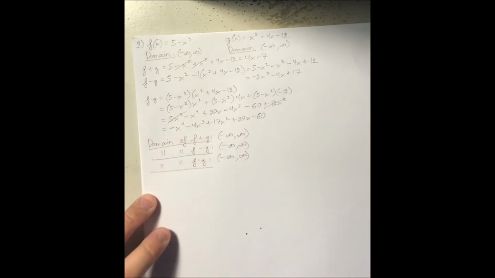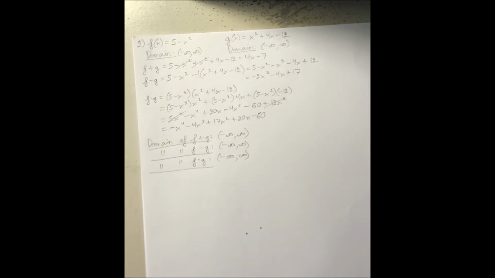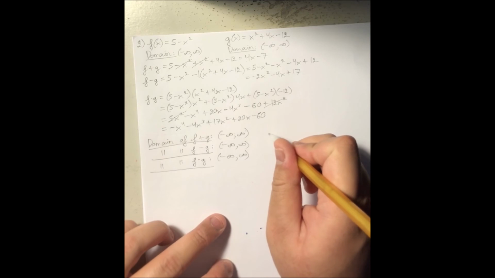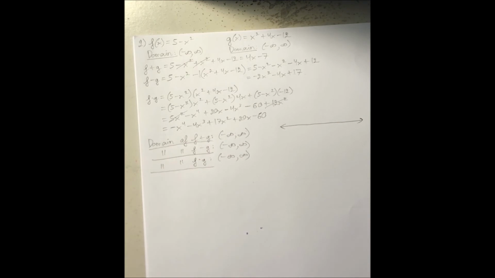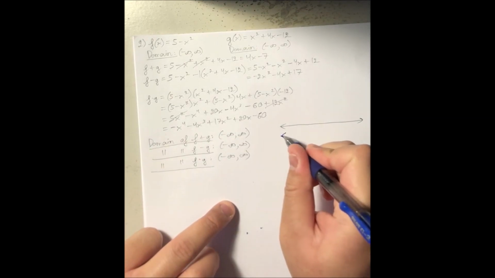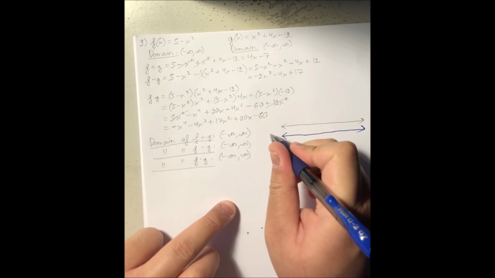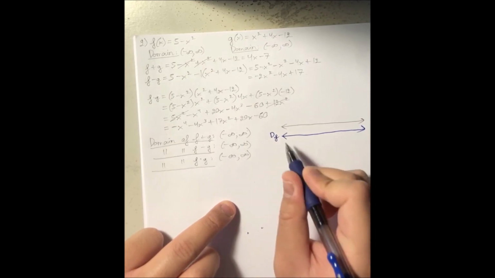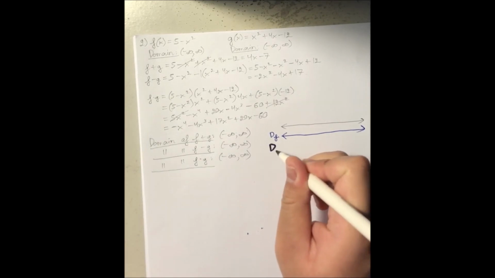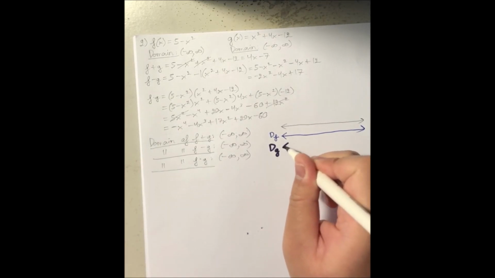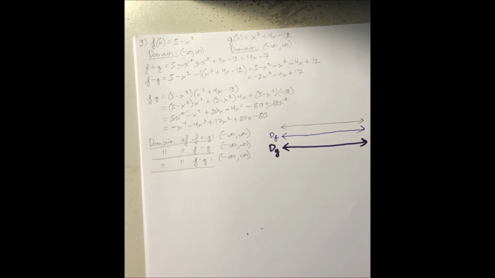Like that. Okay, how does it look on a number line? Well, just like in example 1, my number line here, sketch that, negative infinity to positive infinity. The function f has the domain of all real numbers, so from negative infinity to positive infinity. The function g also has the domain of all real numbers, like that.